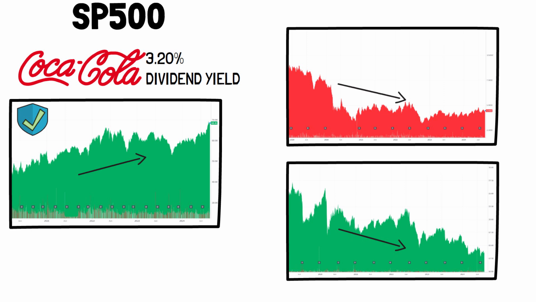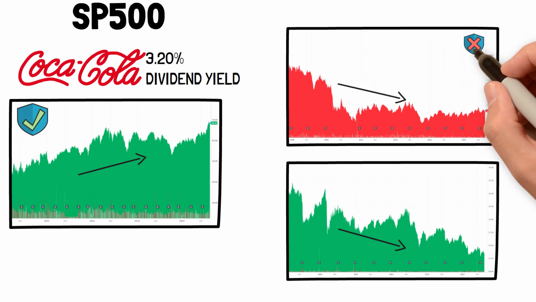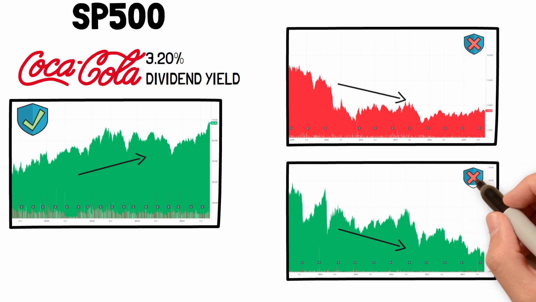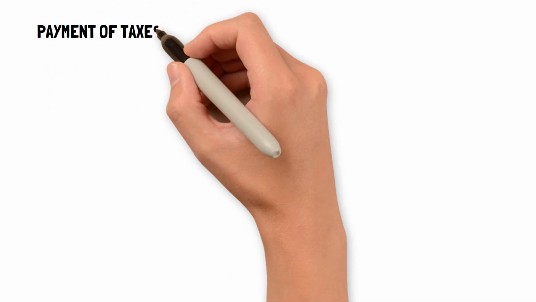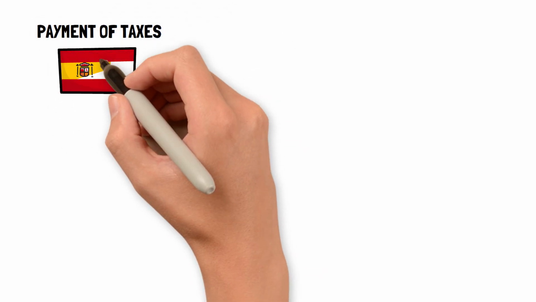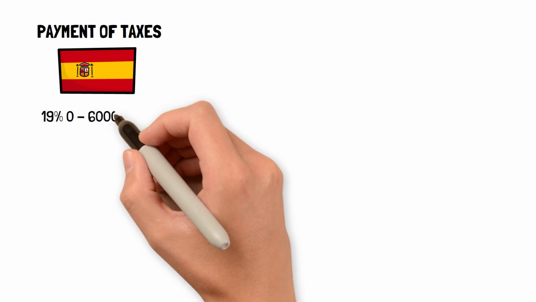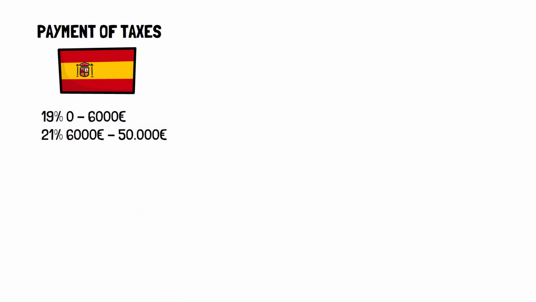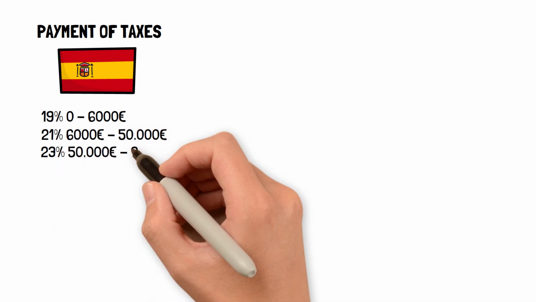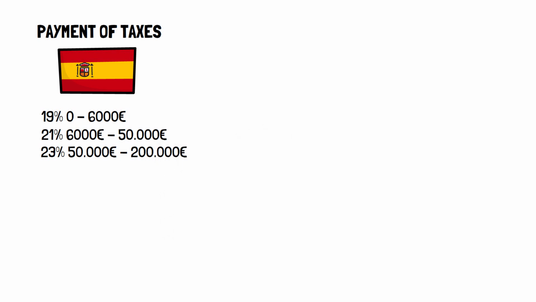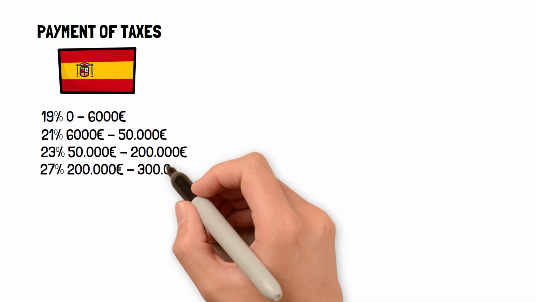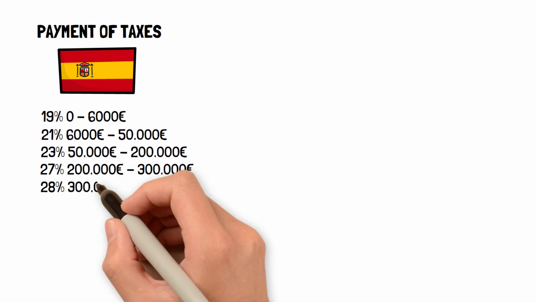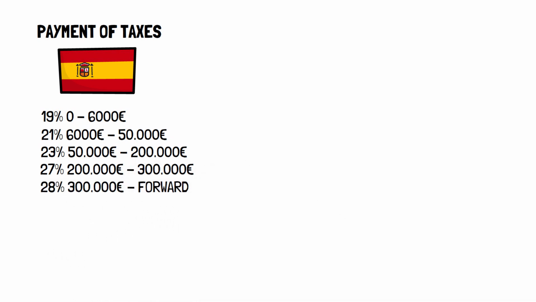Therefore, it is not advisable to invest in a stock only for its dividends, since companies can also stop paying them, this being a decision of the company's board of directors. You have to take into account the payment of taxes. In Spain, for example, there is a withholding tax of 19% up to 6,000 euros, 21% from 6,000 to 50,000 euros, 23% from 50,000 to 200,000, 27% between 200,000 and 300,000 euros, and 28% from more than 300,000 euros.